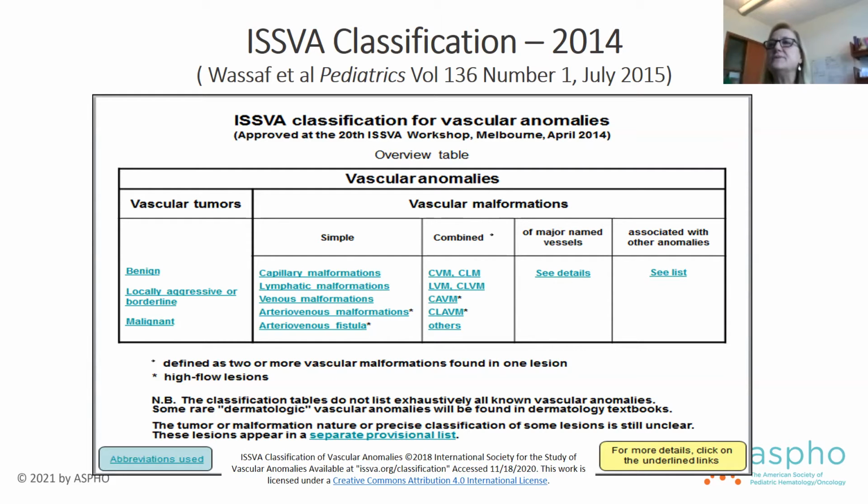This classification was changed in 2014. Many new diagnoses were added. Phenotypes and genotypes were correlated. And you can find this on the ISSVA. So ISSVA stands for the International Society for the Study of Vascular Anomalies. You can find it on their website. And it also was published in Pediatrics. And it is broken down into vascular tumors and vascular malformations, but that single page classification that was developed in 1982 is now a classification that spans 20 pages.